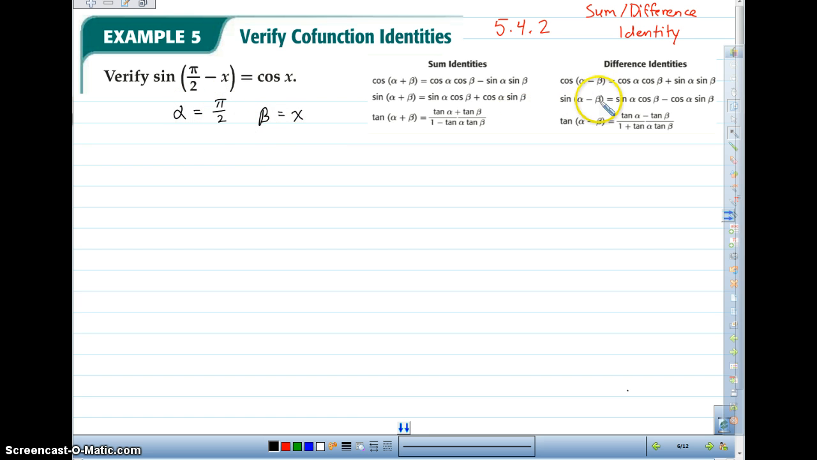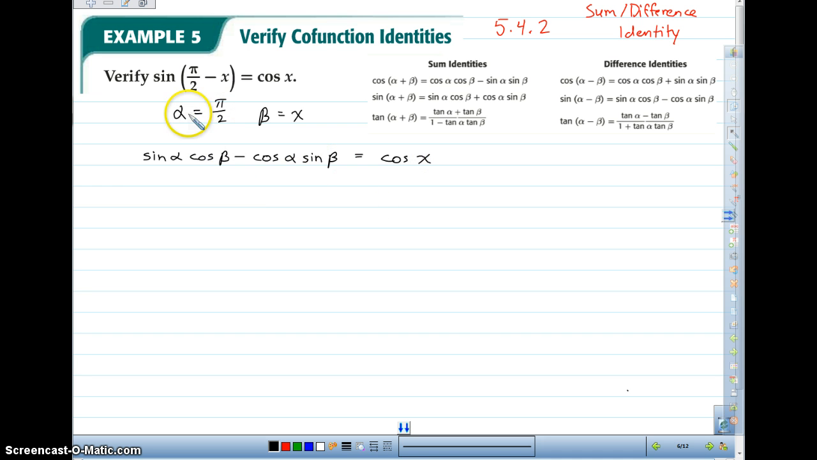Now I can go ahead and plug into the difference identity for sine. The difference identity for sine says that it's sine of alpha times the cosine of beta minus, sine keeps the same sign, cosine of alpha times the sine of beta. And we're trying to prove that that equals just the cosine of x.